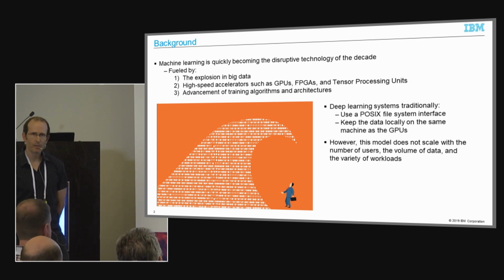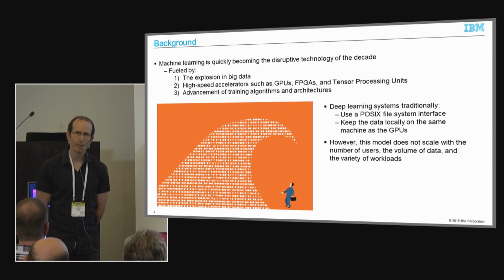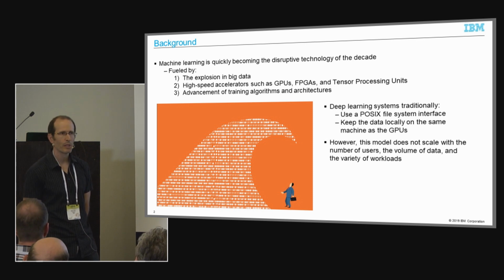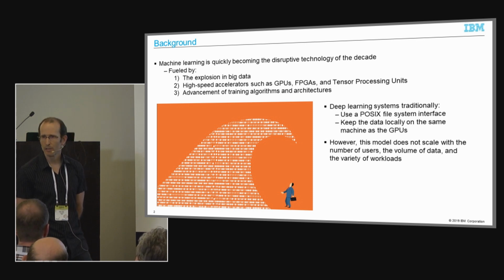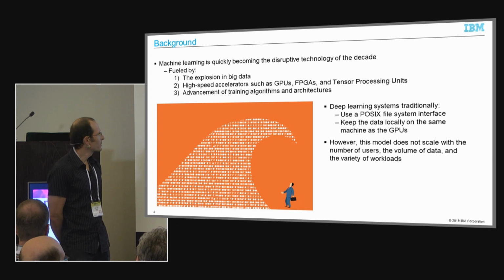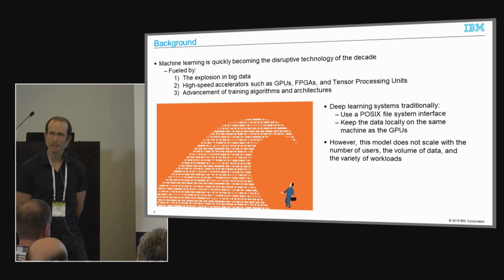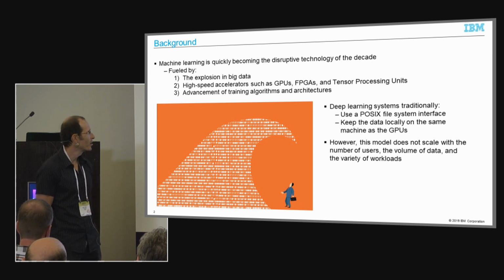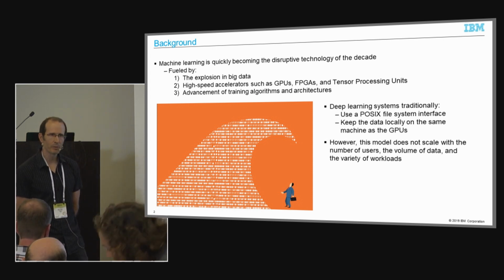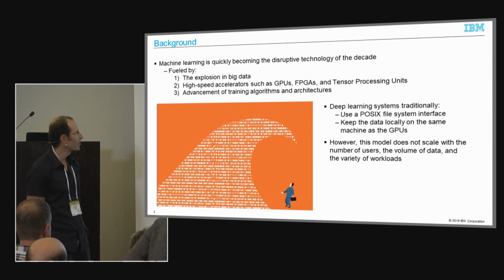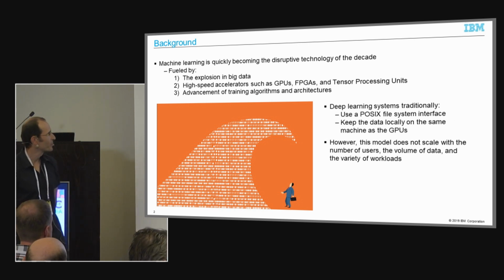The second factor is accelerators, and by accelerators I mean GPUs, FPGAs, TensorFlow units, and the third one is of course the new algorithms that came out in the last 10-20 years. You could argue that lots of these algorithms go back to the 80s, but there have been some advancements.